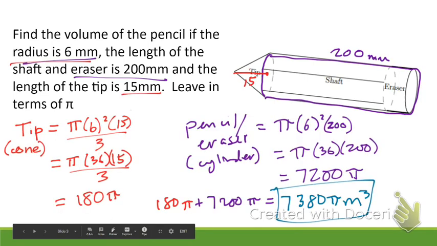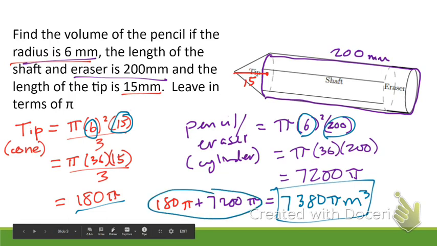Alright, so here we have the volume of the tip of the pencil. I'm using 15 millimeters for the height, and then 6 millimeters for the radius. I get 180 pi. Okay, and then for the cylinder, again, we're just using the cylinder formula. Same radius of 6, but then the length here is 200. So after solving that, I get 7,200 pi.